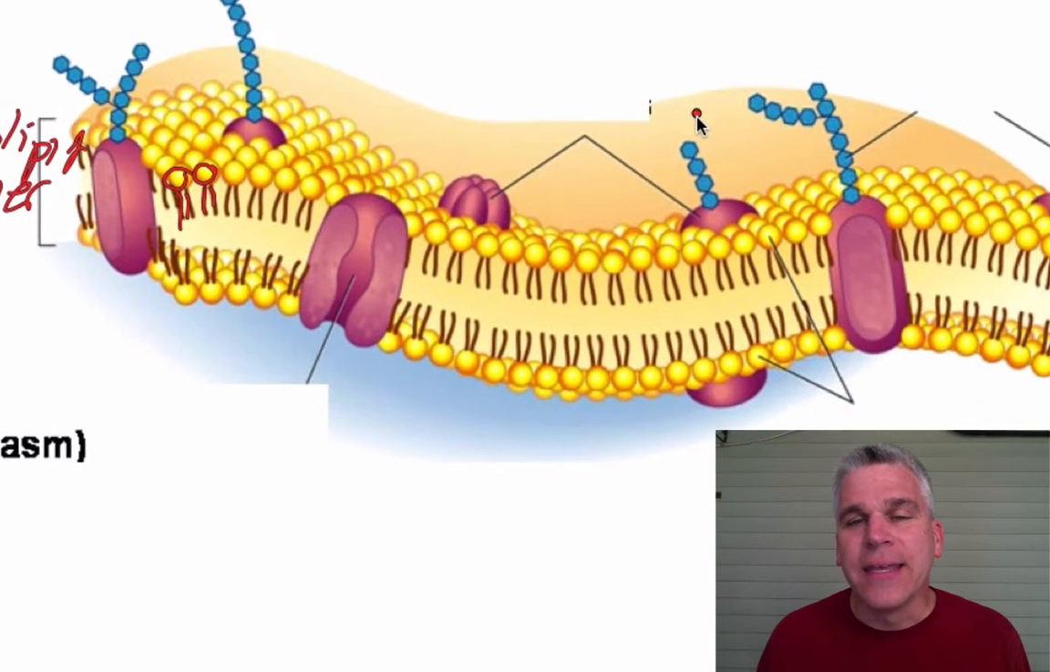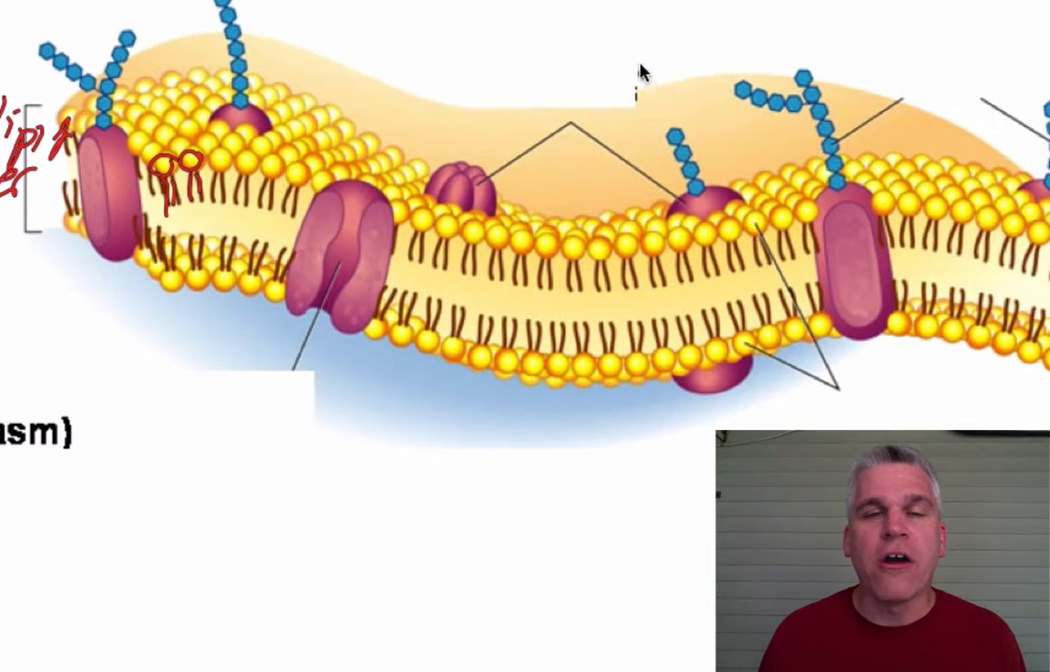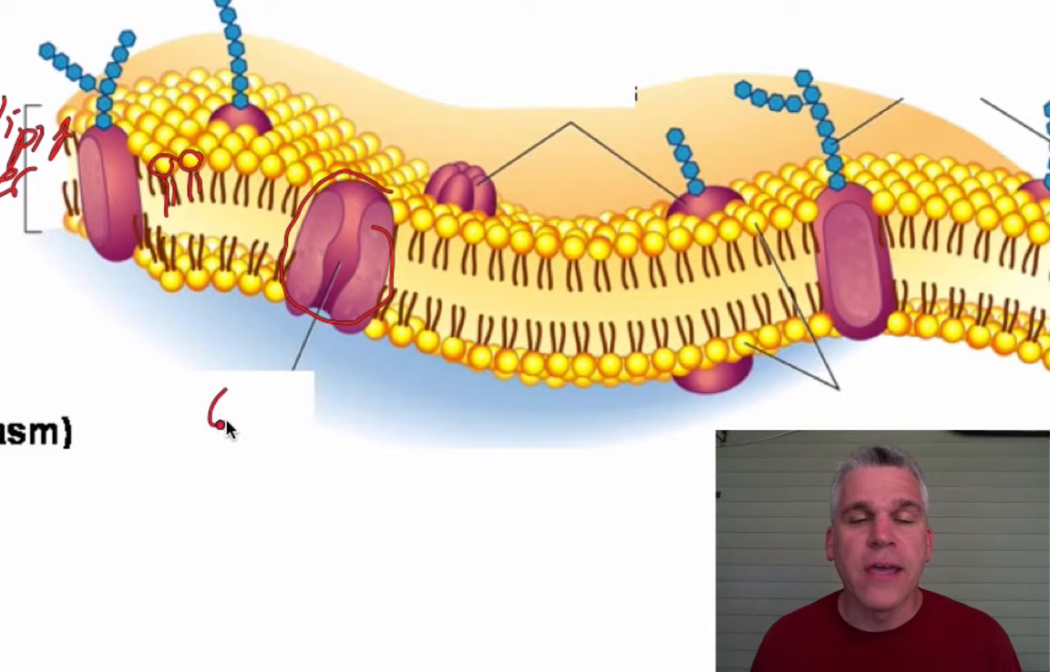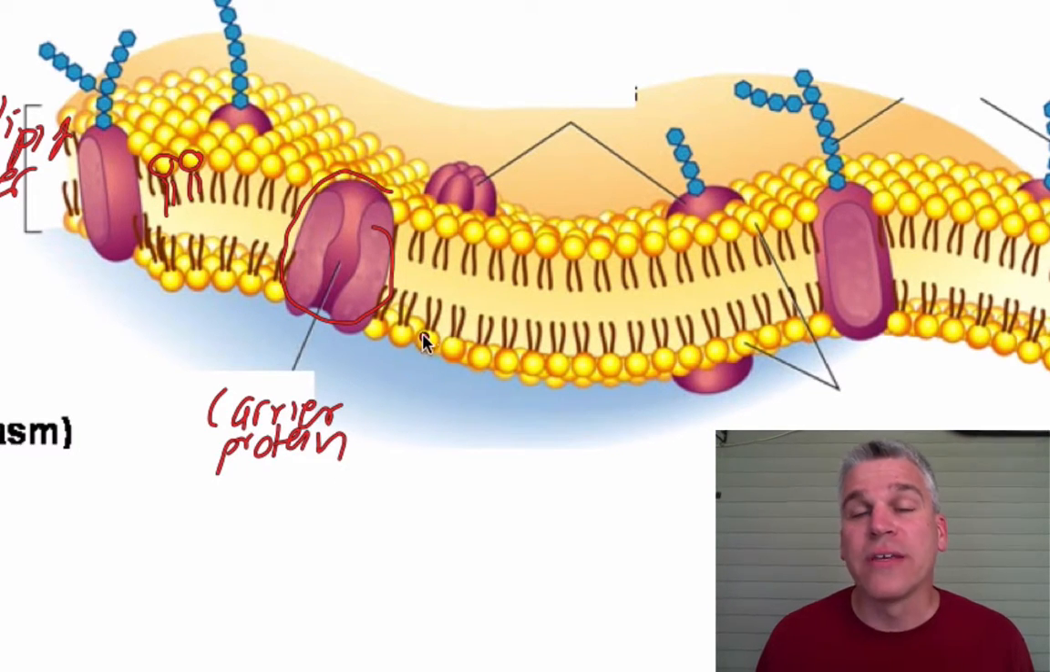Now, embedded in the cell membrane are proteins. And so here we see a protein right in the middle right here. This is a carrier protein. And so this is going to allow things to get in and out of the cell if they can't make it through the cell membrane.